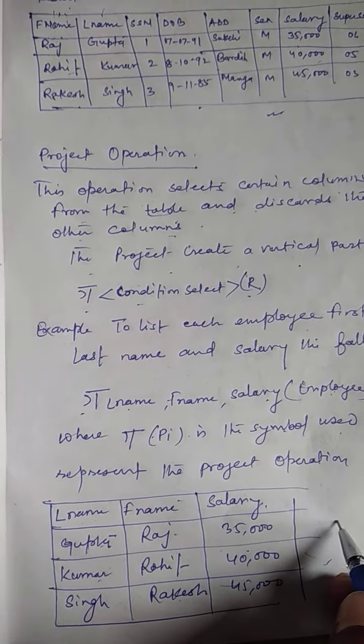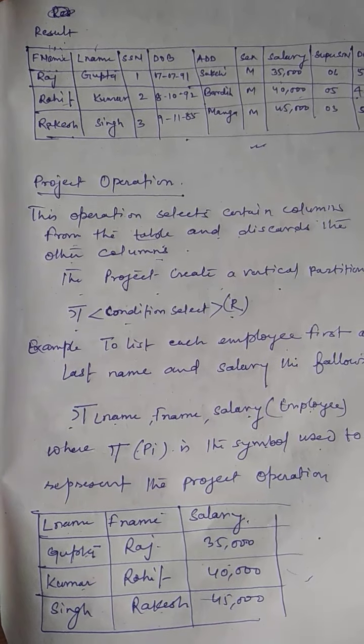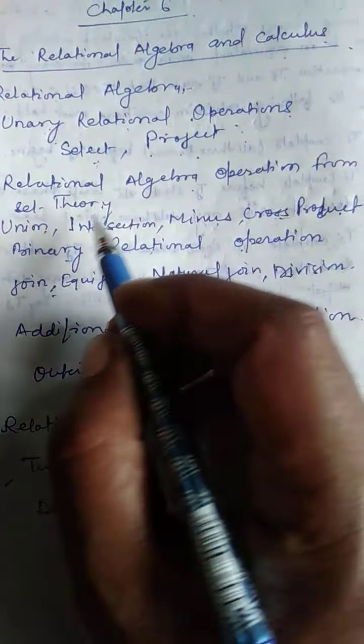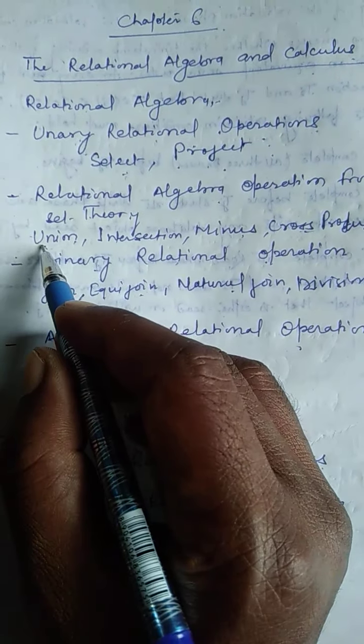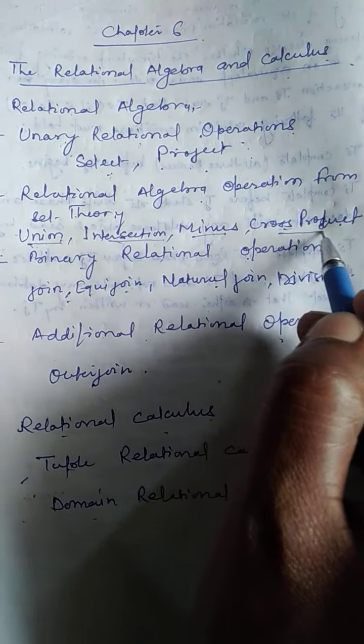After project operation, the second part is set theory operations: union operation, intersection operation, minus operation, and cross product operations.